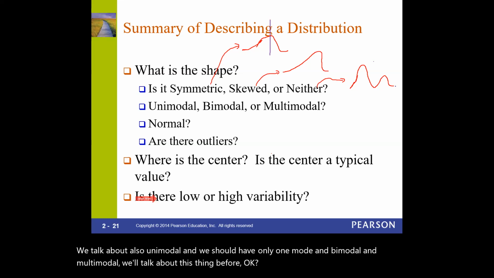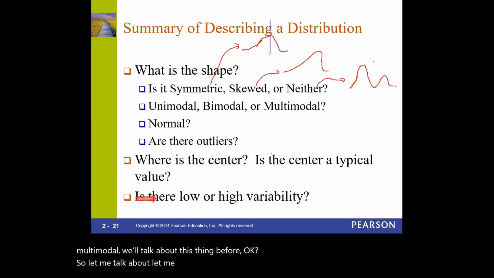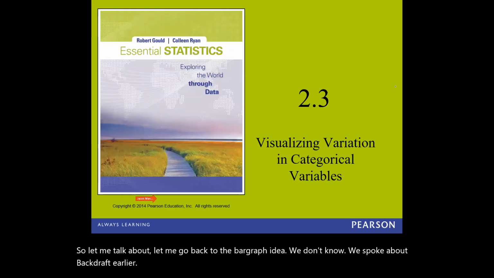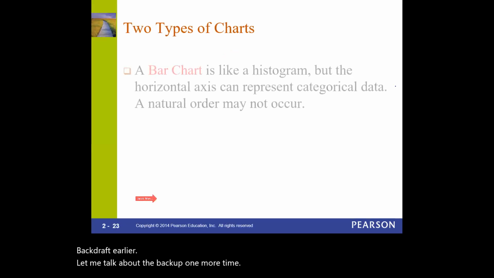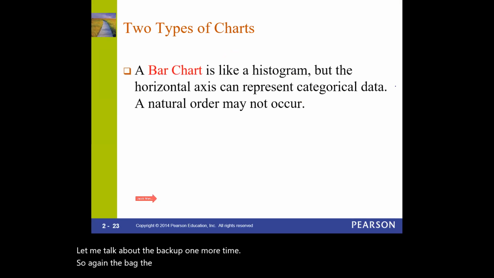So let me go back to the bar graph idea. I know we spoke about bar graphs earlier, so let me talk about the bar graph one more time. Again, the bar chart or bar graph is like a histogram, okay? But the horizontal axis can represent categorical data. Natural order may not occur.